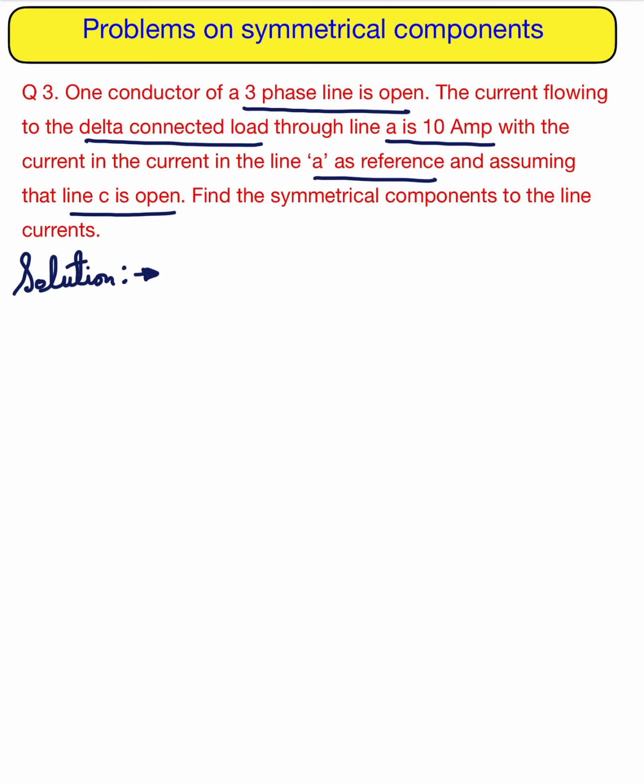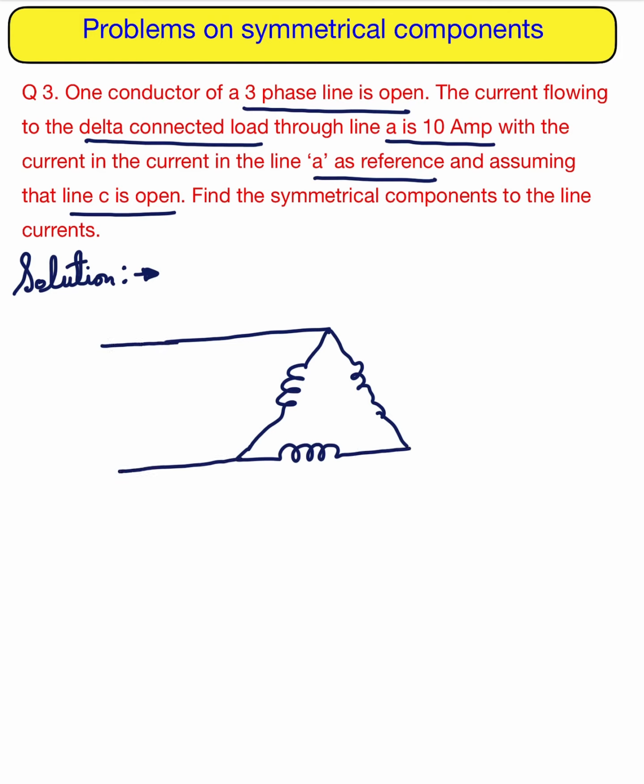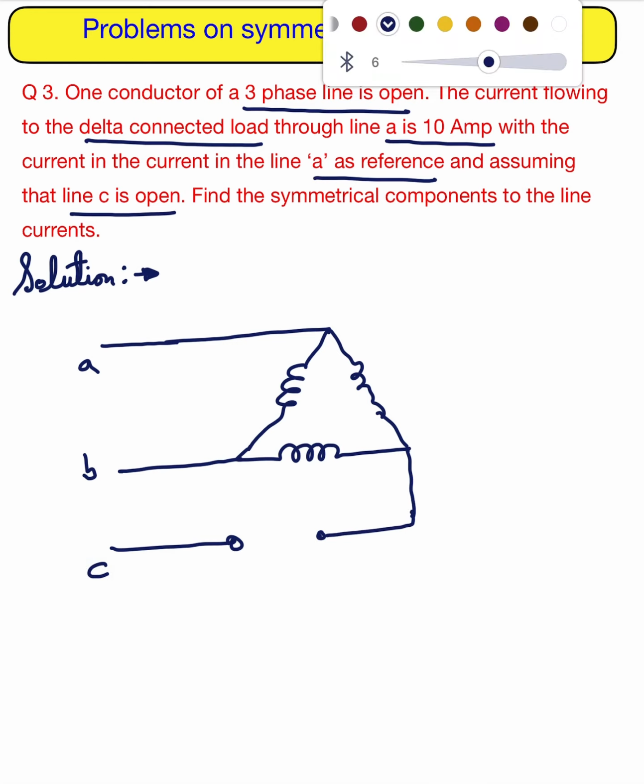First of all, we have to draw the delta connection, as mentioned in the question. There are three lines, A, B and C. The question mentions that line C is open, so here I have marked that line C is open.